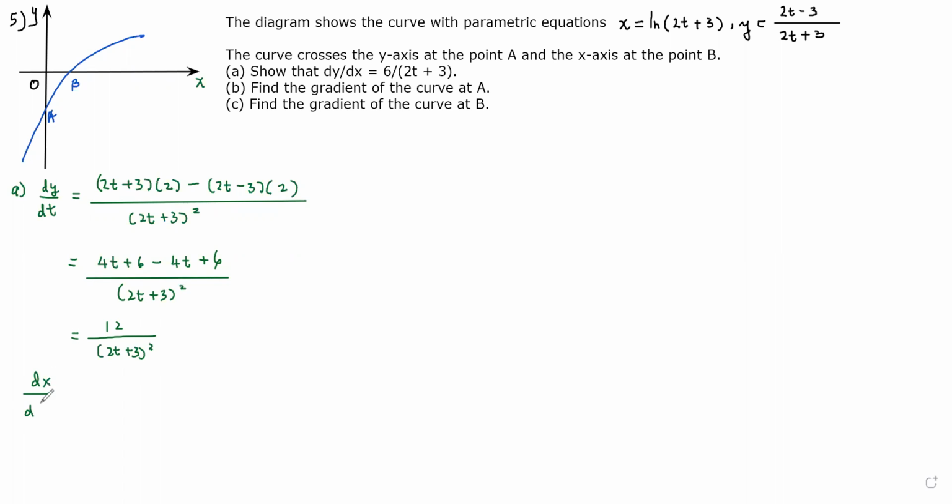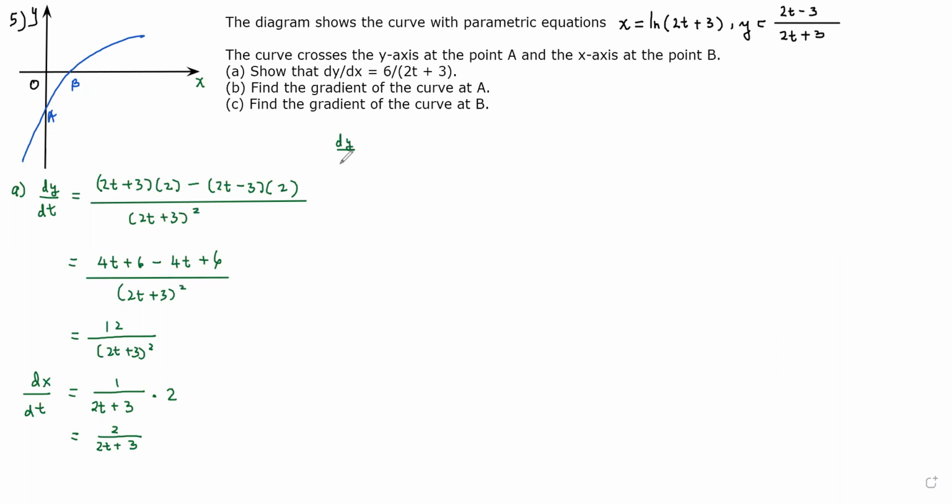For dx/dt, we differentiate ln of 2t plus 3 with respect to t. We need to apply the chain rule. When we differentiate ln of a function, we have 1 over 2t plus 3. And then to differentiate the inner function, we just differentiate 2t plus 3 with respect to t, and that gives us a 2. And we have 2 over 2t plus 3 for dx/dt.